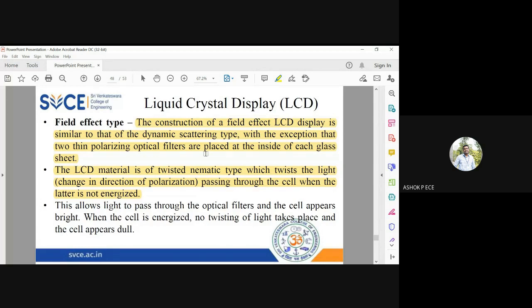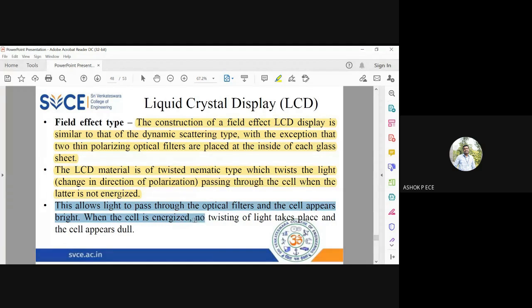So when I am not going to excite my liquid crystal, it is transparent, right? So it allows the light to pass through. When light passes through this liquid crystal, it is going to twist the polarization of light. It will change the direction of polarization because it does not have any electric field set up. So all the molecules are randomly oriented along a particular direction, right? So it will twist the light passing through the cell, which is not energized. This will allow the light to pass through the optical filters and the cell will appear bright.